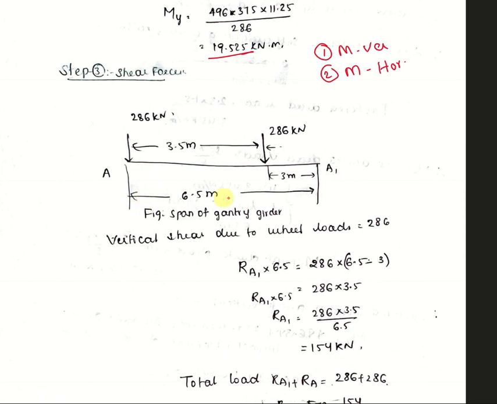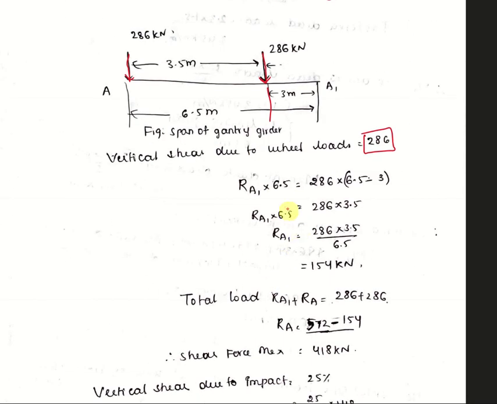So what is this 6.5? This is the span of the gantry girder, not the span of the crane girder. These are the wheels, which we are assuming as 286 kilonewton and 286 kilonewton, placed at a distance of 3 meter. So what is the vertical load due to shear due to wheel loads? We have already calculated 286 kilonewton. So now we can find RA into 6.5 equals 286 into 6.5 minus 3.